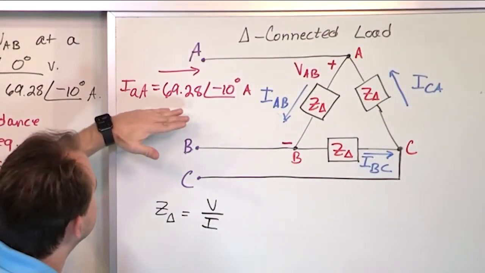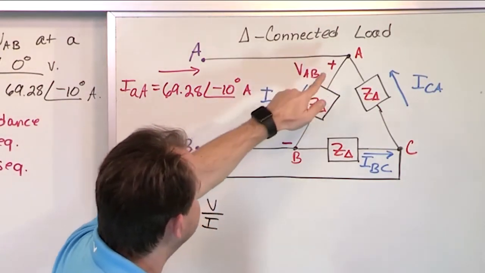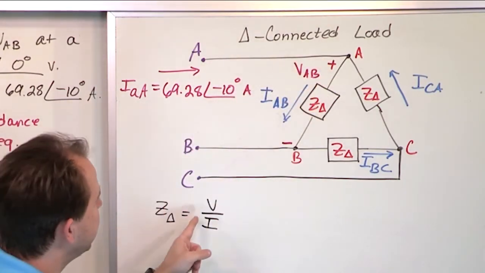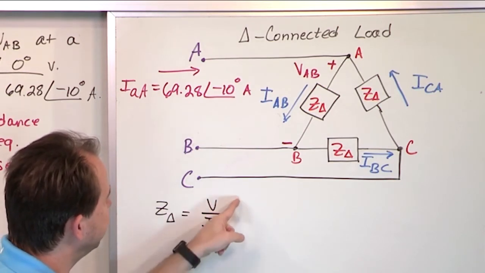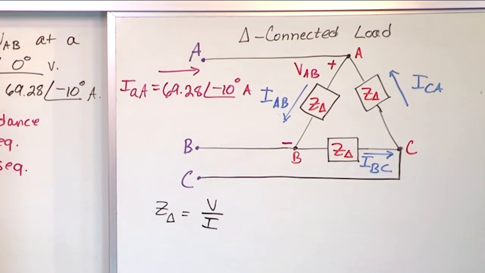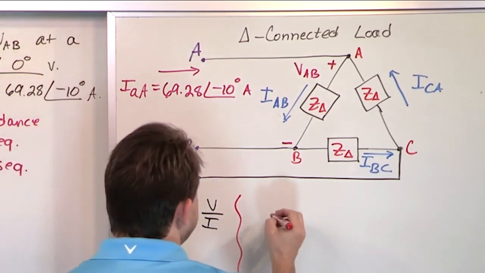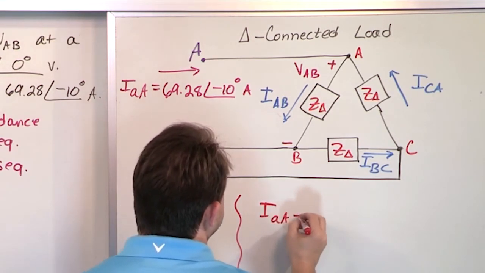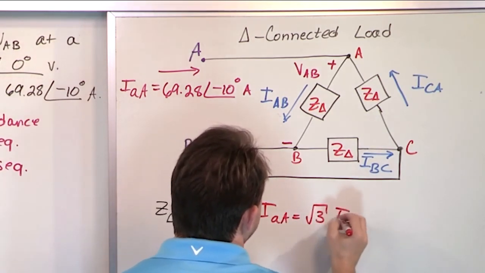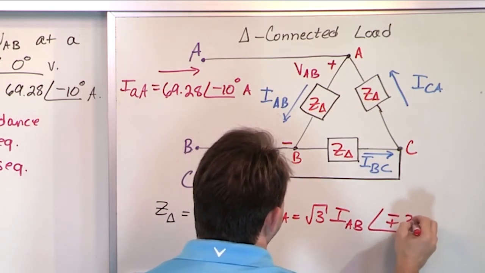So what you need to do is convert, because we know the line current. We can then find the phase current by using our square root of 3 rule. That will give us this current, and then we'll have both pieces of information to find the load impedance Z delta. So that's going to be our strategy. What we're going to do over here is say that IAA is equal to the square root of 3 times IAB at a phase shift of either negative or positive 30 degrees.